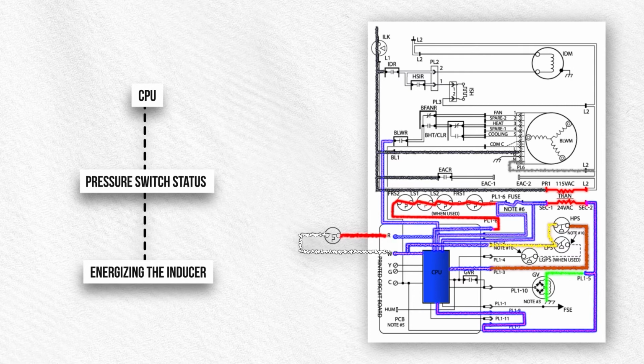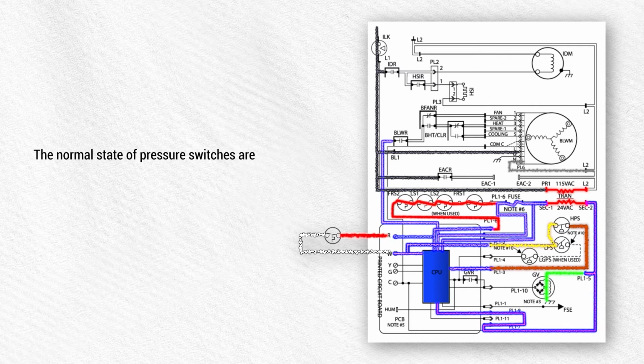In this case, since the CPU registers a closed HPS, it will not engage the inducer. The normal state of pressure switches is normally open when the inducer is not running. Further diagnostics would be needed to determine the root cause of the failure.